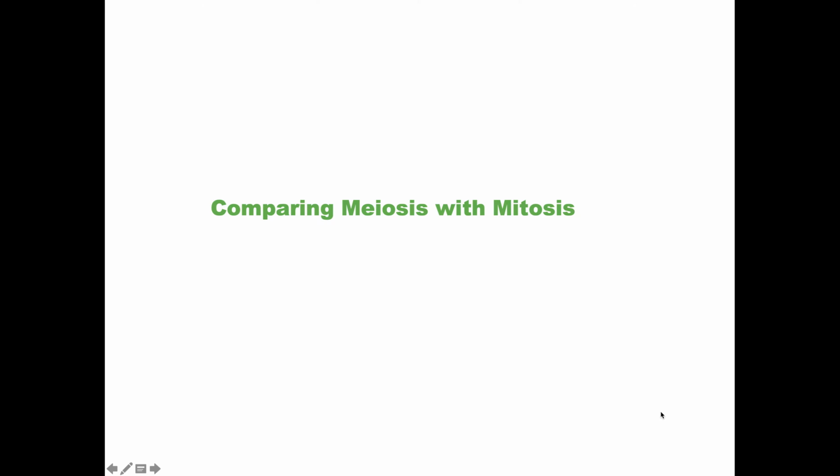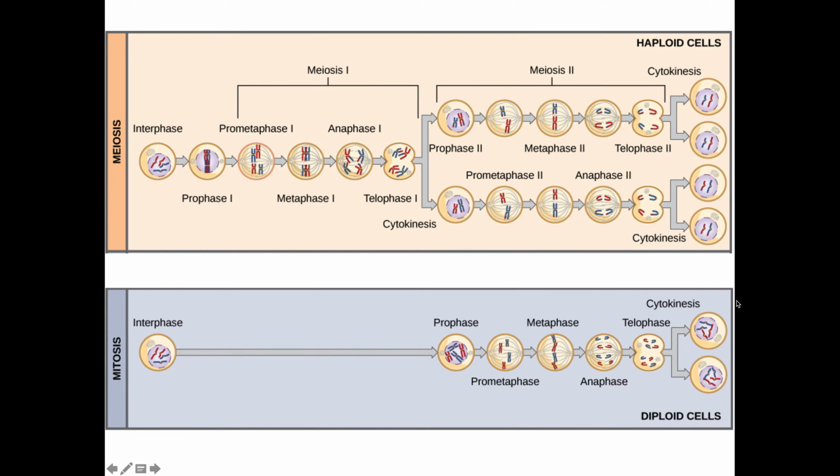As a review, let's compare meiosis and mitosis. So on the top is meiosis, on the bottom is mitosis. As you can see, mitosis, after going through interphase, involves only one cellular division. In this example, we're looking at a cell that has 2 pairs of homologous chromosomes.